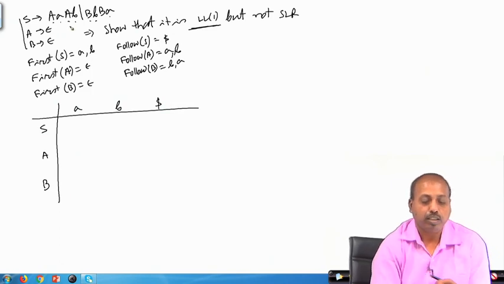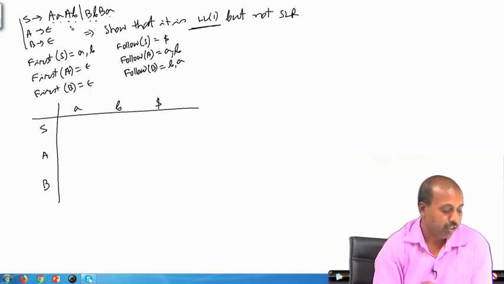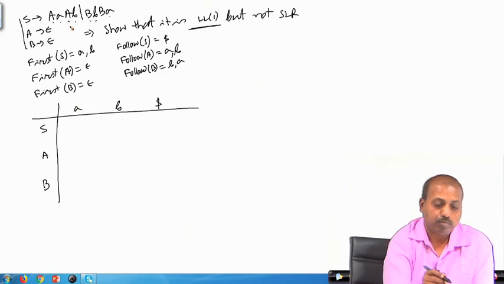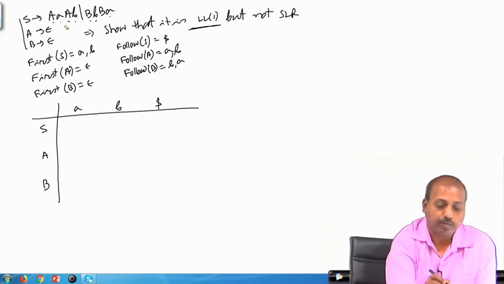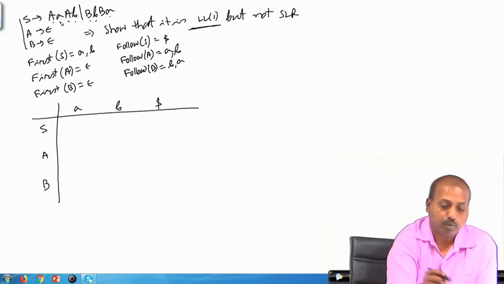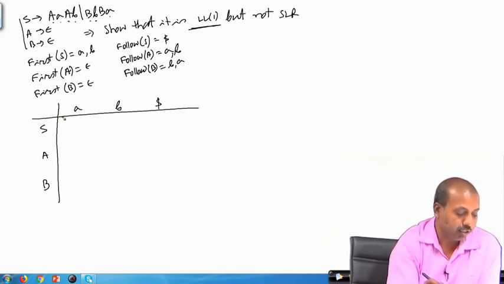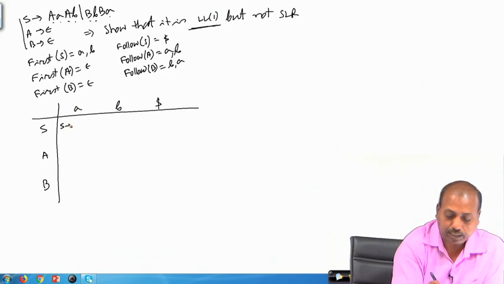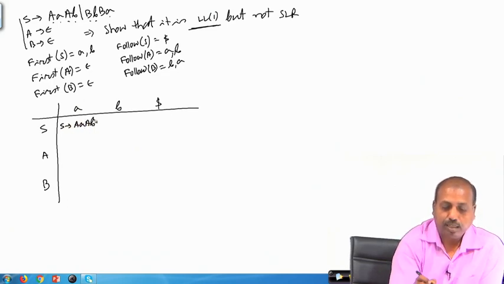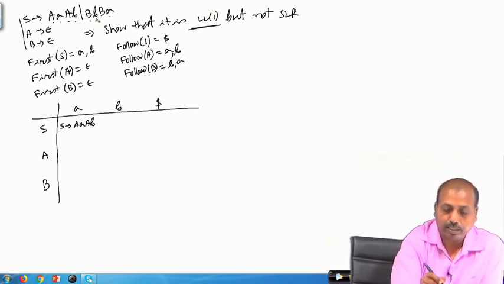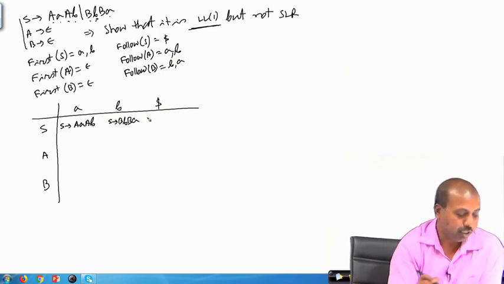coming to the first rule, S producing A B. We have to look into the first of this whole thing, and it contains small a, because A can be reduced to epsilon. So, this rule is added here, S producing A B. For the second rule, since the first set can contain small b, this will be added: S producing B A.